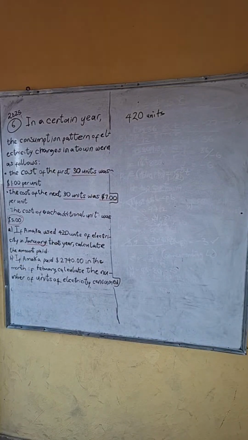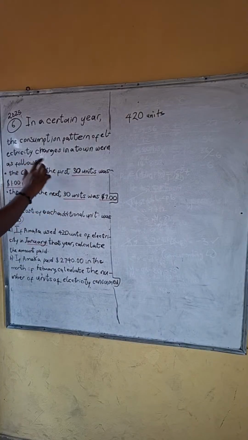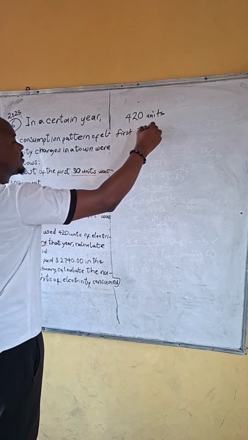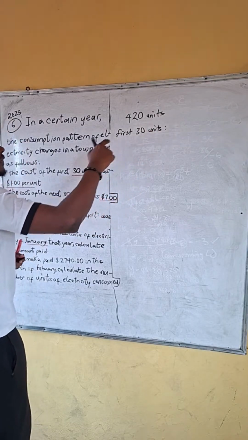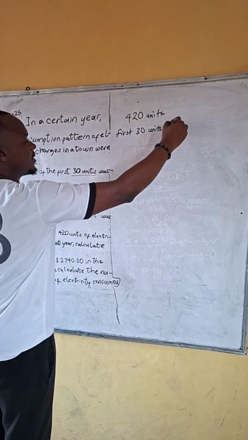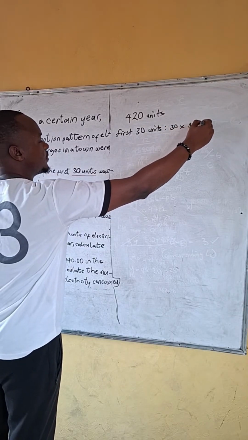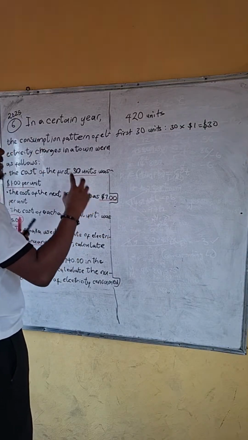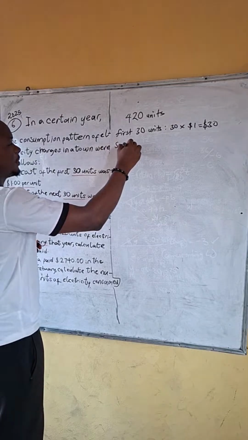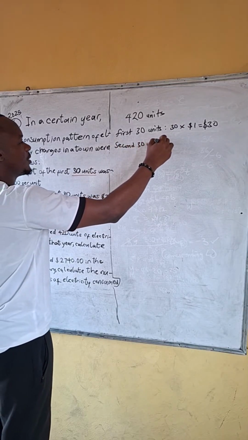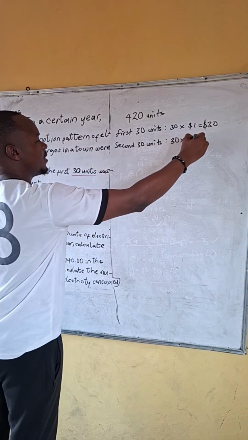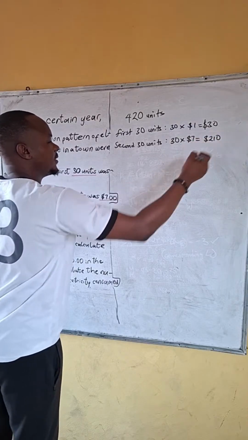So we need to break down this 420 following this breakdown here. Let's do the first 30 units. The first 30 units is $1, right? So that's 30 times $1, that's $30. Then the second 30 costs $7 per unit. So 30 times $7, that'll be $210.